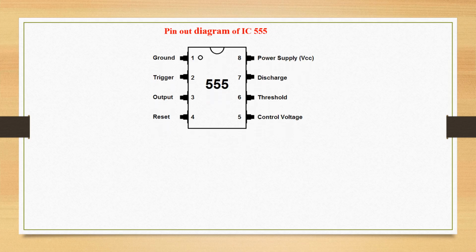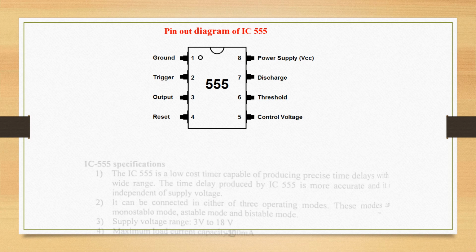Let us begin with the pinout diagram of IC 555. This is the pinout diagram. As you can see, there are 8 pins. Pin number 1 is for ground potential. Pin number 2 is for trigger input. Pin number 3 is for output condition. Pin number 4 is for reset. Pin 5 is control voltage, 6 is threshold level, pin number 7 is for discharge, and pin number 8 is used for power supply voltage, that is VCC.